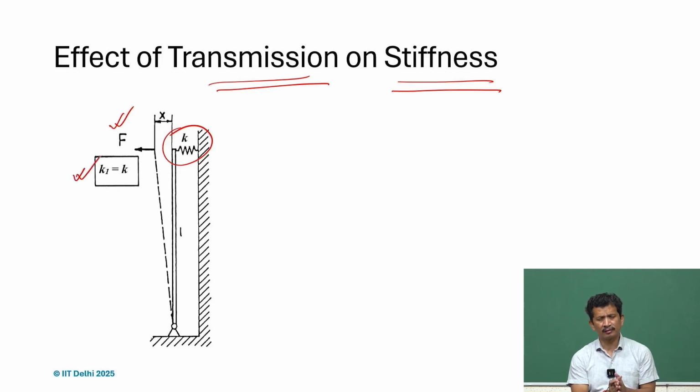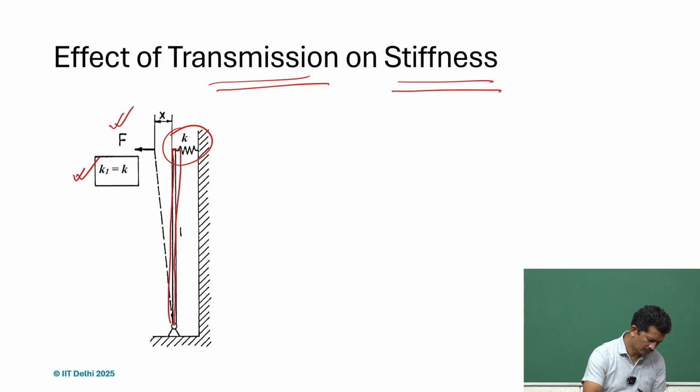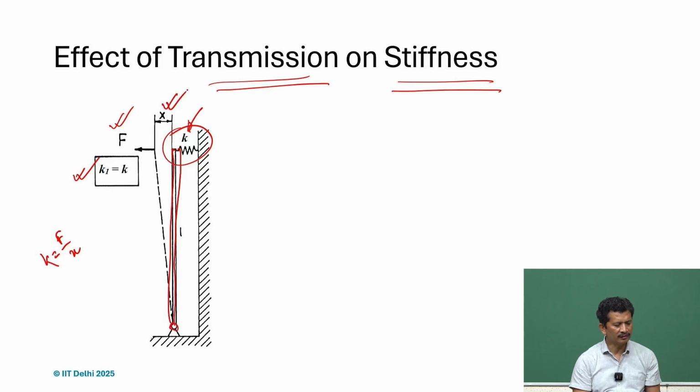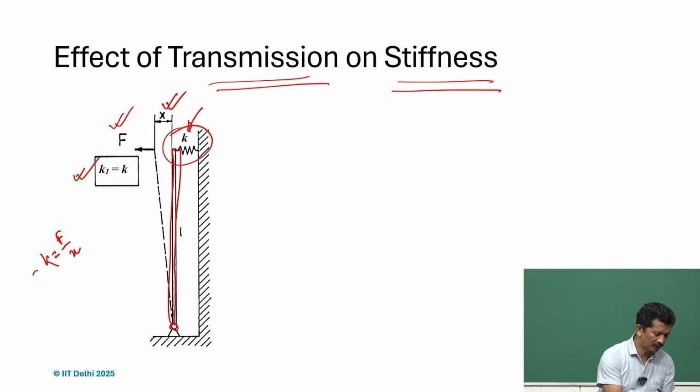So, in this case, what is there? You have a simple plank here, and suppose you attach a spring at the tip, where you are interested, and you are applying force F and having a stiffness K. So, what will happen? K is defined as F over X, that deflection. This is the deflection we get, and that is the stiffness we experience here as well. So, K 1, that is what we are saying.